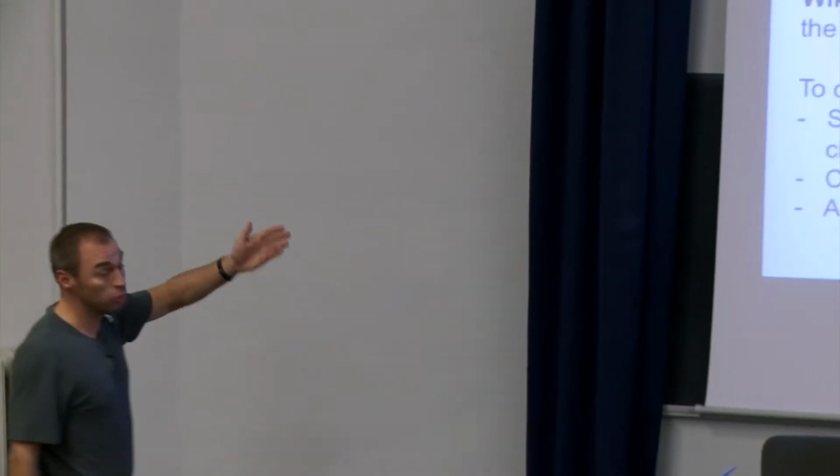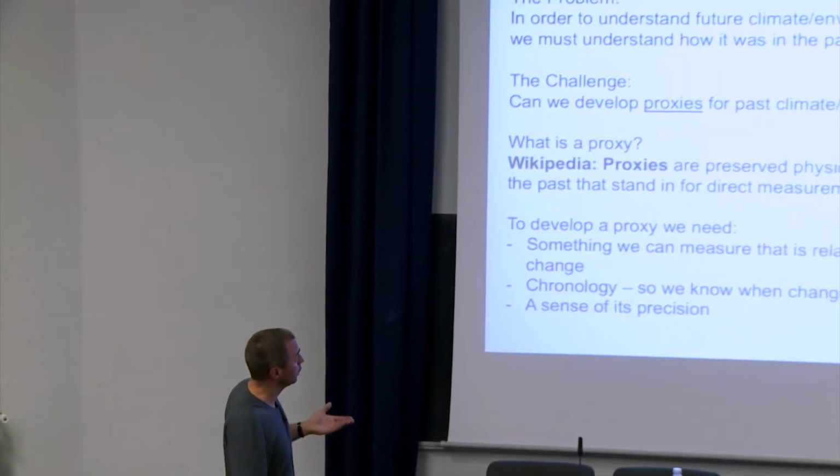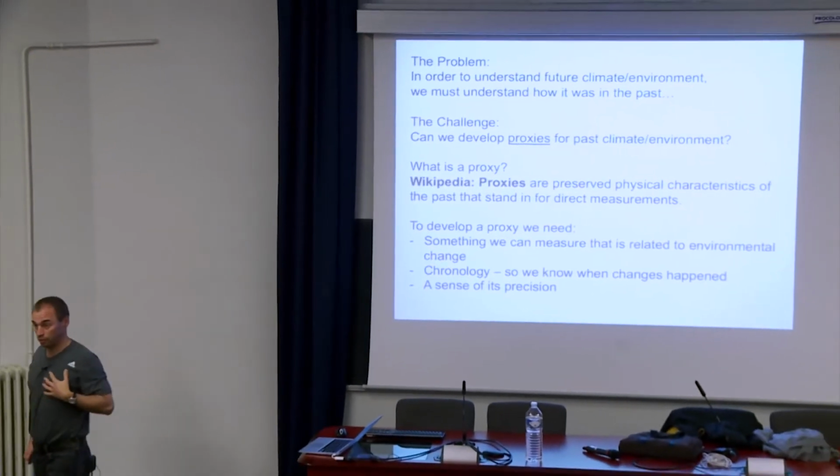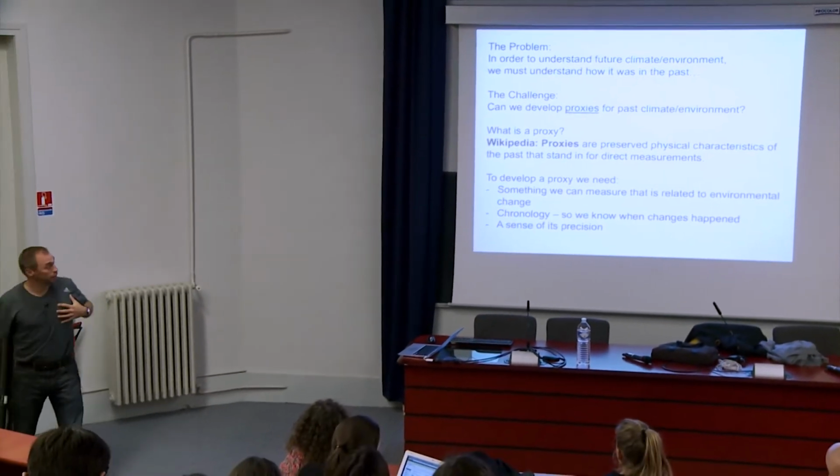And so the problem in general, of course, with proxies for environment is that if you want to understand the climate and environment and how it evolves in the future, we need to understand how it was in the past. So we need to develop some kind of proxies for paleoclimates, for how it was in the past.